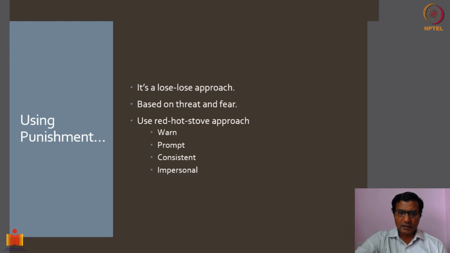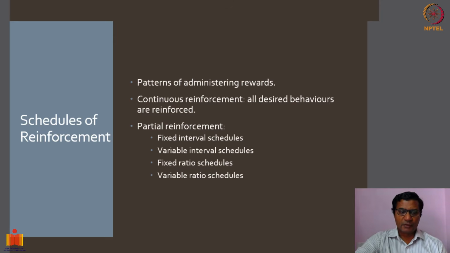We also looked at how, if punishment has to be used, it has to follow the red hot stove approach. In this approach, we should warn beforehand, punishment should be prompt, and it should be consistent, which means whenever there is an undesirable behavior, there should be a punishment. It should also be impersonal: whoever exhibits that undesirable behavior should get punishment. You cannot be partial. Okay, so this is what we saw in the previous class.